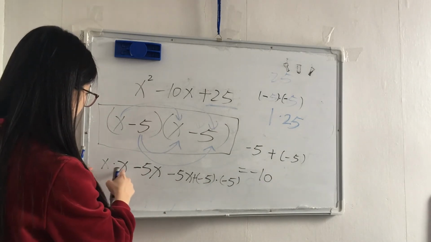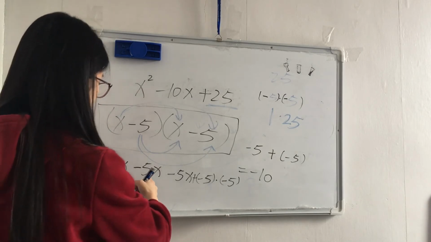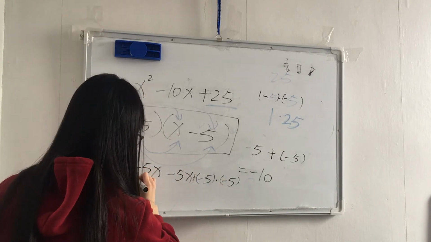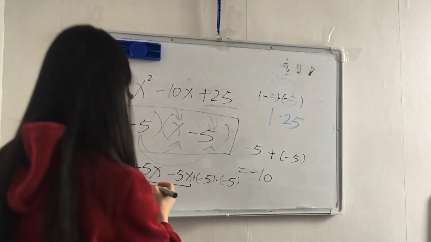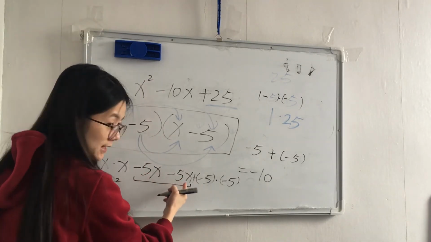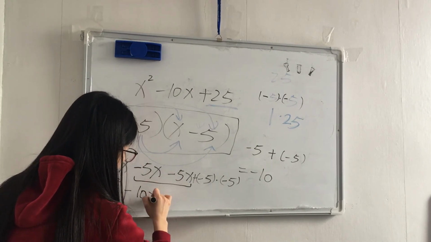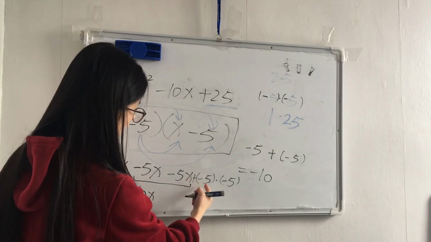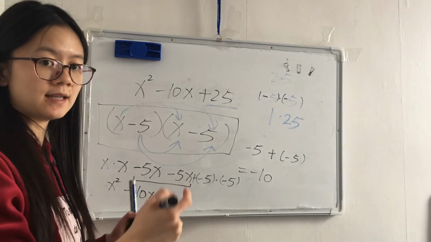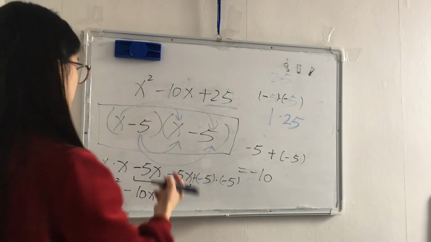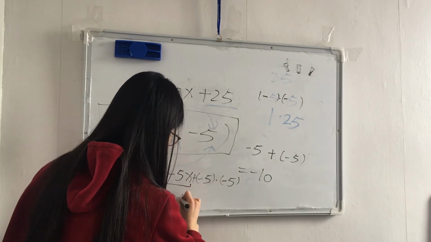So this is x times x. This is x squared. Then we combine the like term. Negative 5x minus negative 5x. So negative 5 minus negative 5 is negative 10. Don't forget the x. And then here, plus negative 5 times negative 5. Negative, negative, positive. So that means it's positive 25.